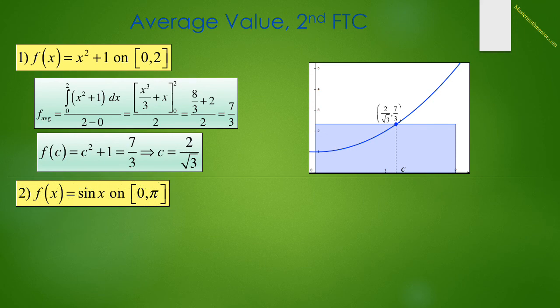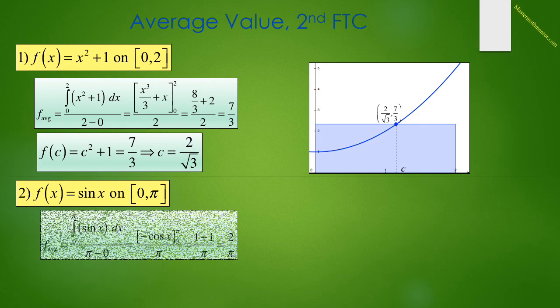Number 2 asks to find the average value of f of x equals sine of x on the interval 0 to pi. So the average value of f is equal to the integral from 0 to pi of sine x dx over pi minus 0, which is negative cosine x evaluated between 0 and pi, which is equal to negative cosine of pi minus negative cosine of 0, which is 1 plus 1 all over pi, or 2 over pi.